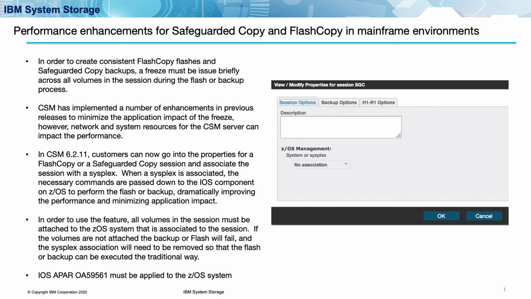So don't set a sysplex association in that case. But I'm hoping there's a large number of you that can take advantage of this, set that sysplex association, and get the improved performance you need. This will help, particularly in cases where you may be taking a safeguarded copy backup off of a production volume or a FlashCopy off of production volumes. In fact, some of you CSM FlashCopy Manager users may want to look at this solution to see if it meets your FlashCopy needs based off the performance.